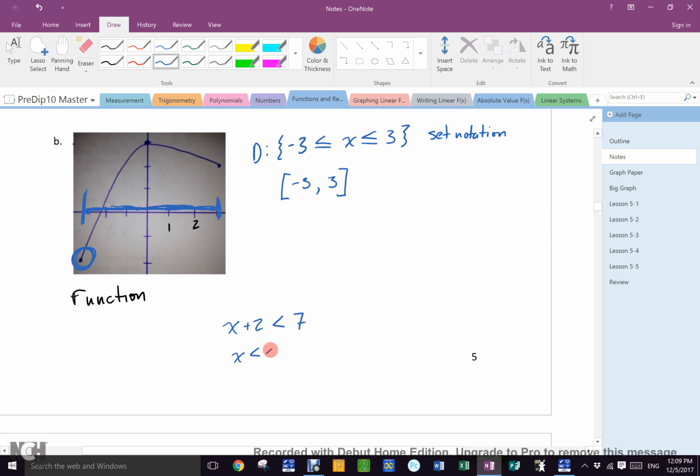X is less than 5. And then we drew the graph, right? Oh wait, I see what we're doing. Okay, I remember. Now what did we do with that 5?